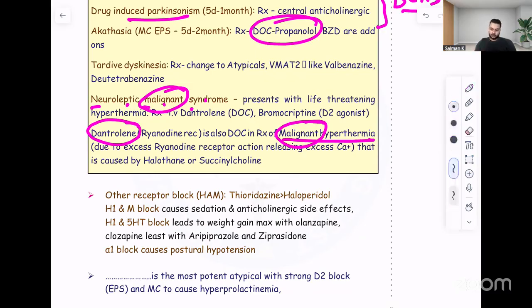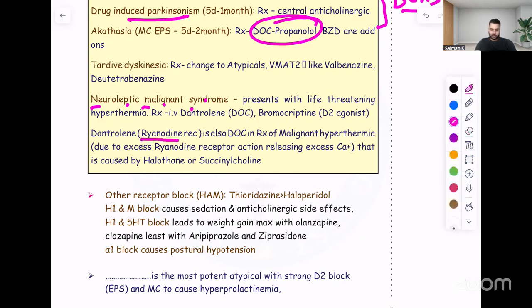Okay. So understand this. If I hijack your ryanodine receptor, then I will be able to control calcium. If calcium is controlled, I can make you contract your muscle. Contractions will increase temperature. So what is happening when you give drugs called psychosis drugs? They hijack the ryanodine receptor.